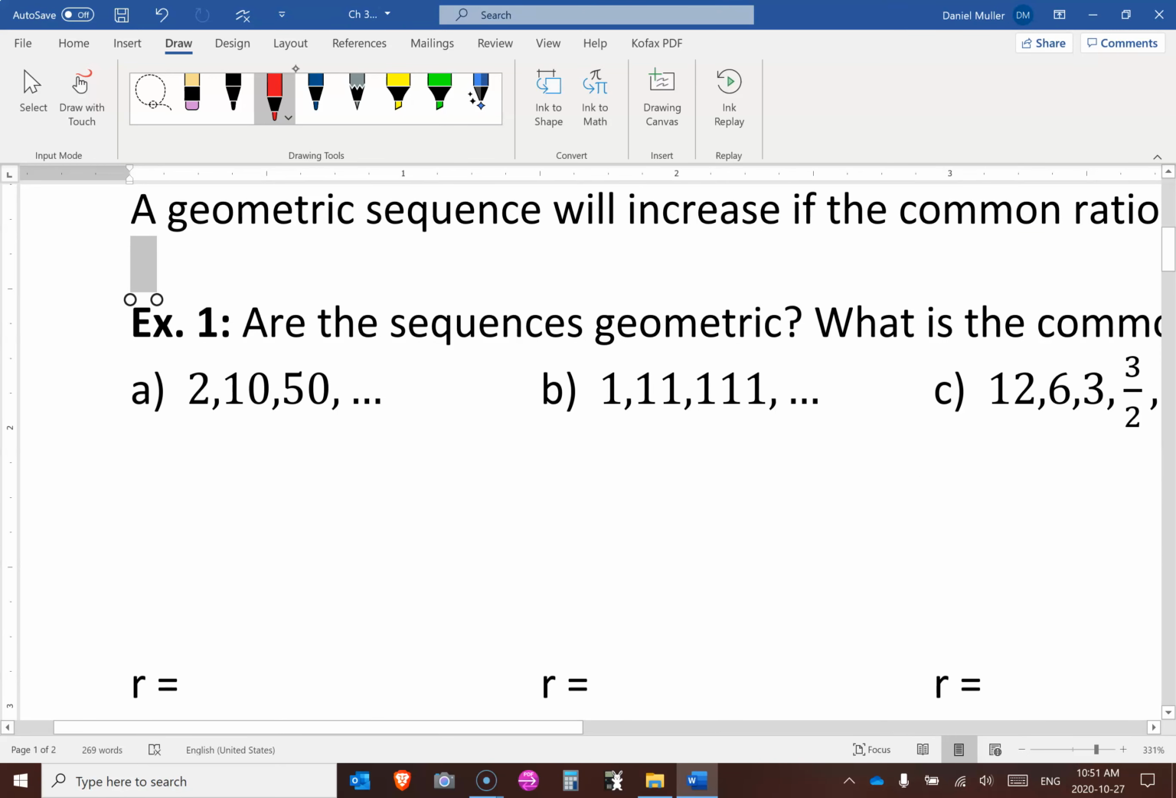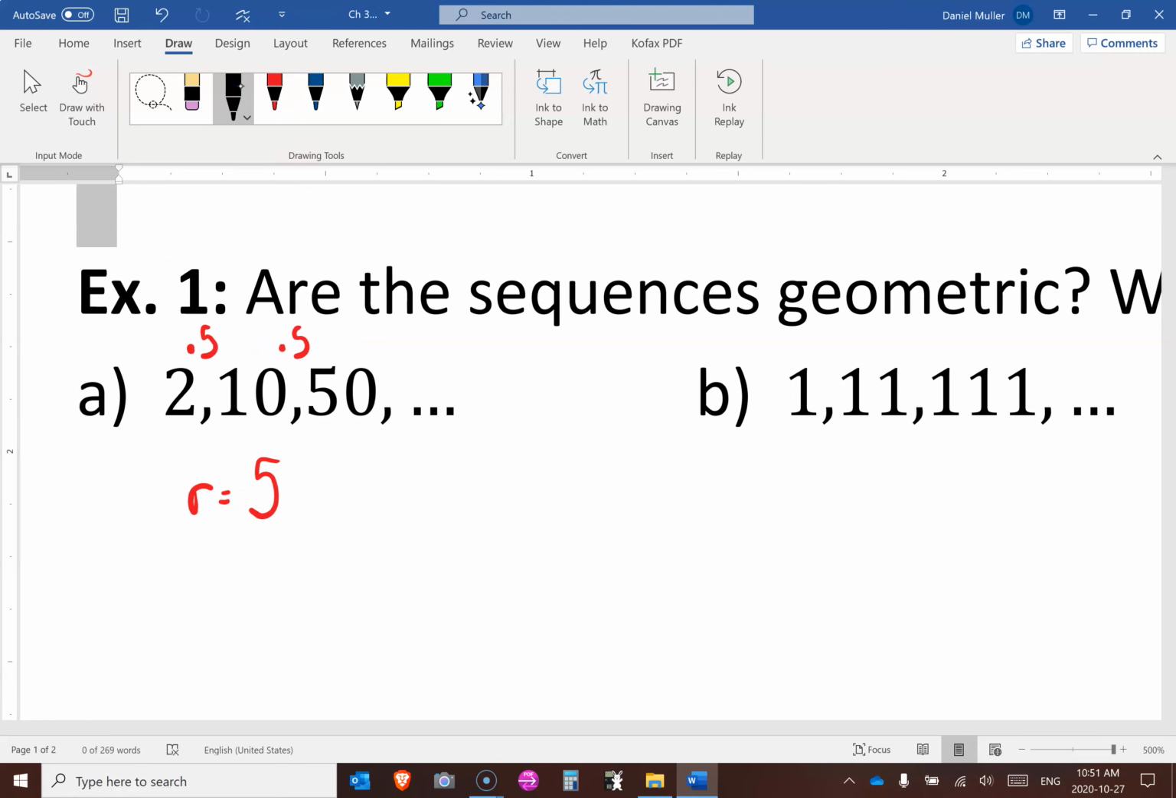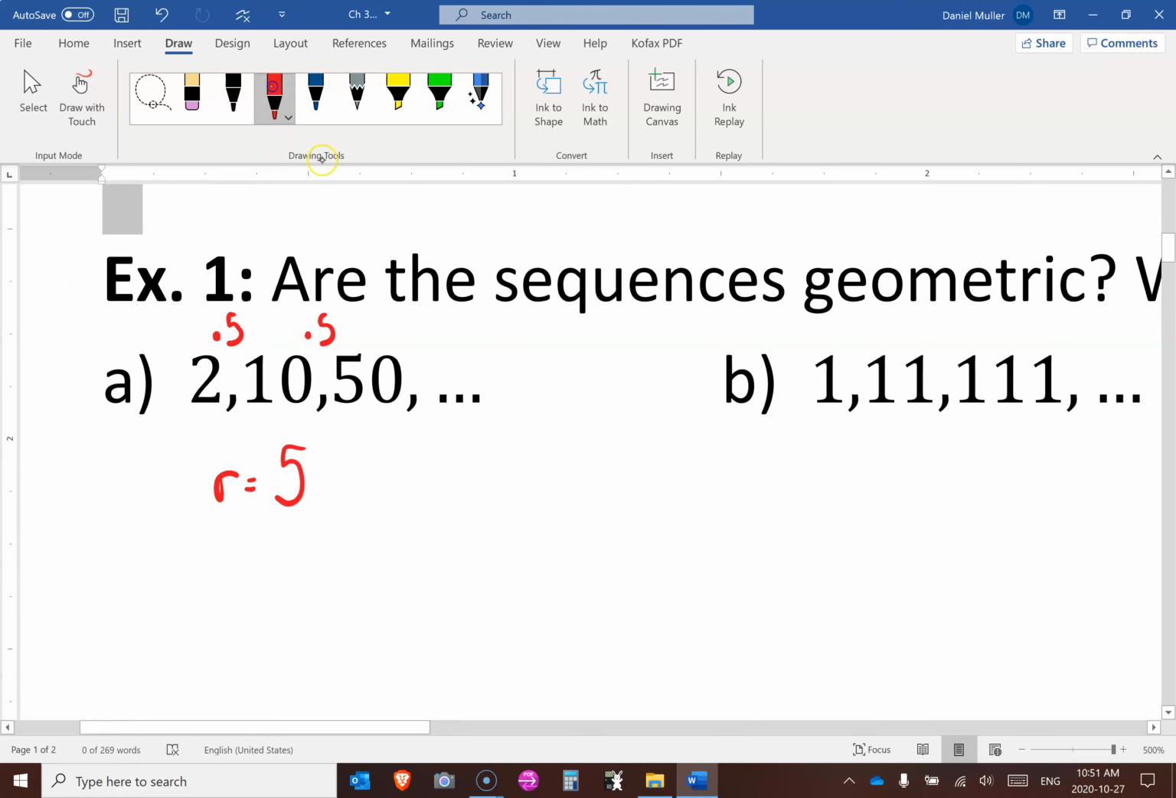So what does it take to go from 2 to 10? Well, from 2 to 10, I am timesing by 5, and then from 10 to 50, I'm also timesing by 5. So my R is 5. It matches. So yes, are these sequences geometric? What is the common ratio? My R is 5. Yes, it's geometric. So I'm just going to put yes.